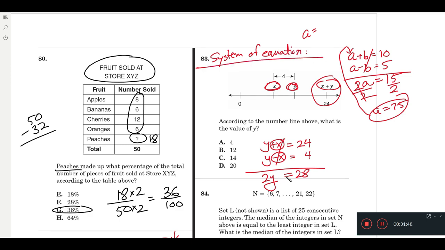So now if you add them, it's 2y equal to 28. Now can I divide both sides by 2 here? Yeah. So y must be equal to what? 14. That's it. You guys get it? Yeah.